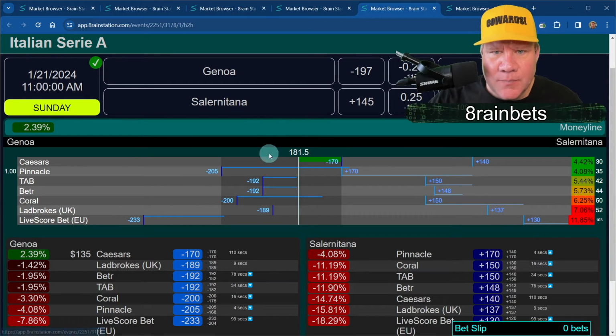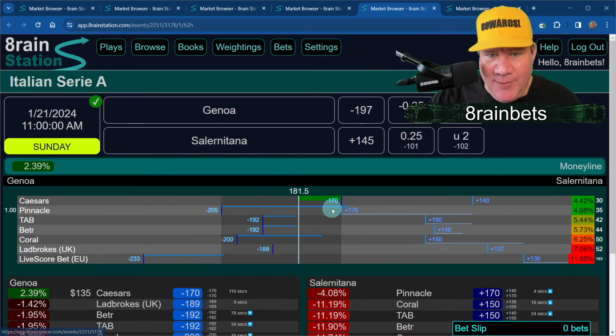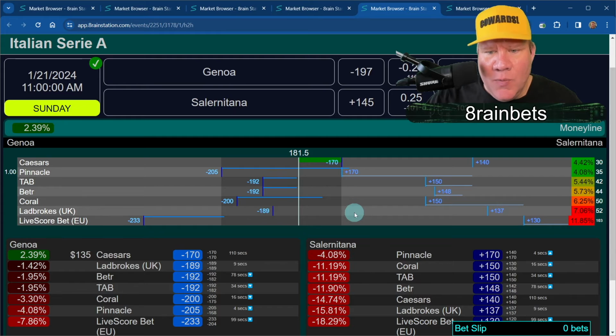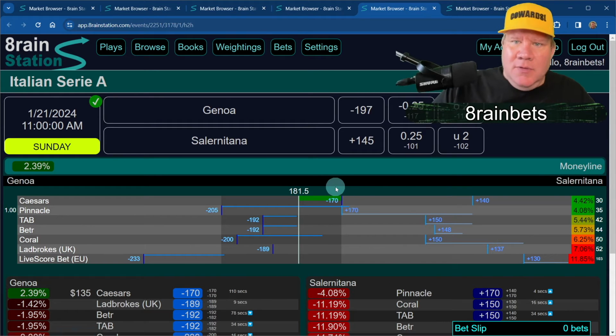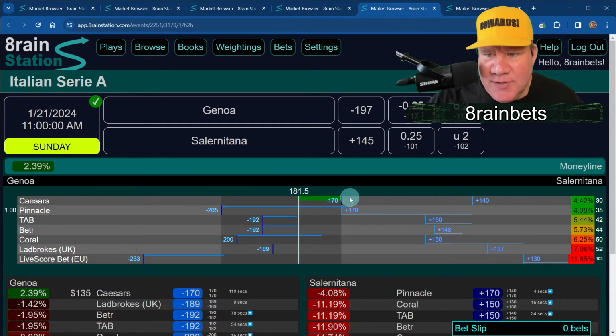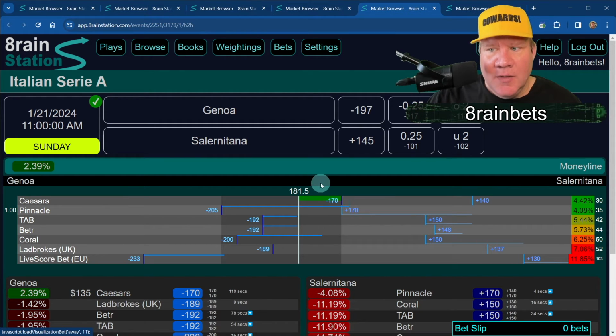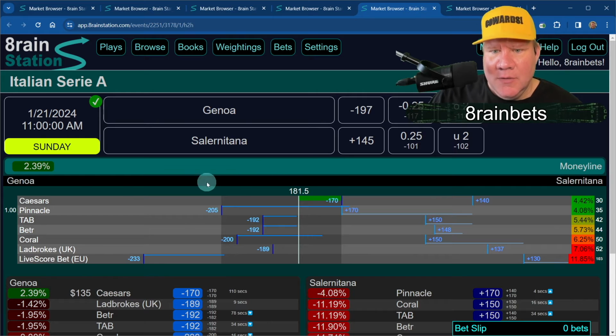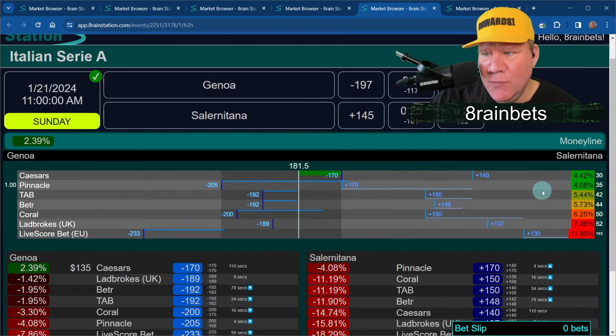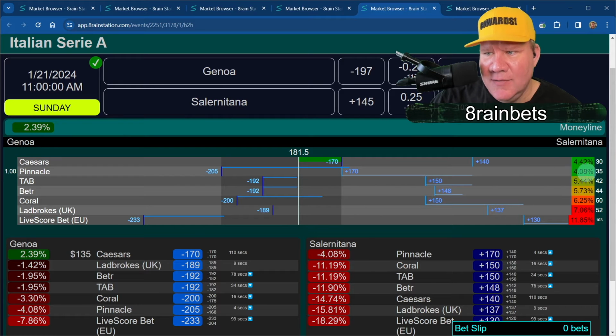This one is an Italian soccer match. This is a scenario where we have a Caesars line at minus 170, and we have a Pinnacle line that has moved substantially to the left in this case with an offsetting line. So it's not quite an arbitrage, but it's close. Here's the deal. Not a ton of other information in this market, but look at that. Caesars hold is 4.42%, but Pinnacle 4.08.